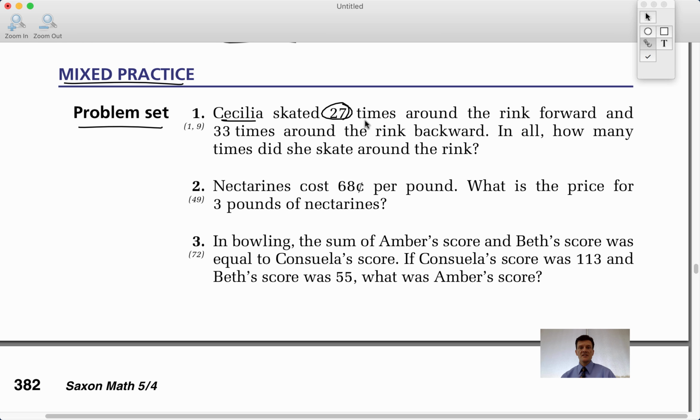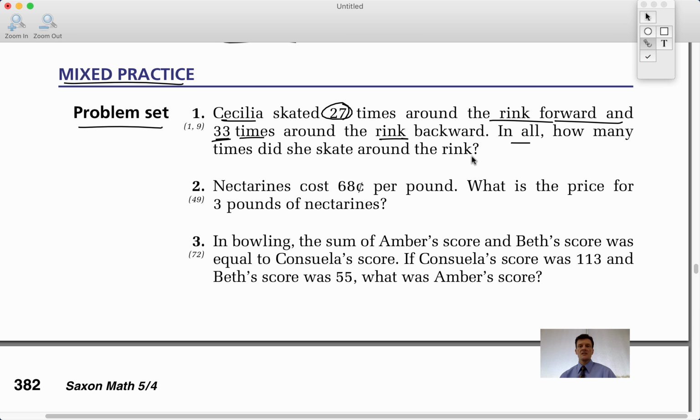Cecilia skated 27 times around the rink forward, and 33 times around the rink backwards. In all, how many times did she skate around the rink? Well, it looks like it doesn't matter if she's going forward or backwards. She's still skating around the rink.